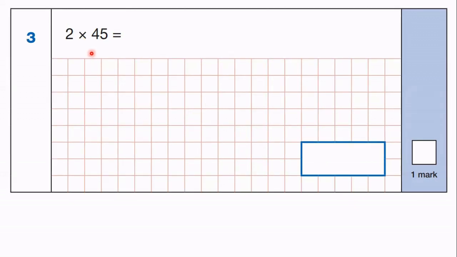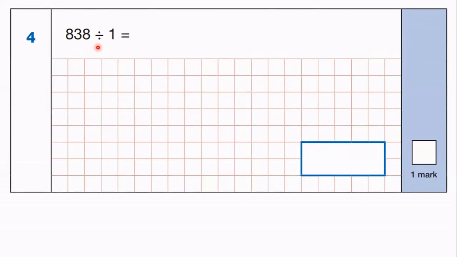Question 3. 2 times 45. One way to do this is to set it out as a column multiplication, and then 5 times 2 is 10, so 1, 0. 4 times 2 is 8, plus 1 is 9, so our answer is 90.